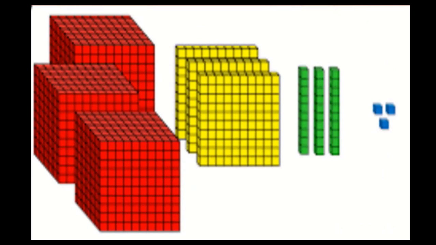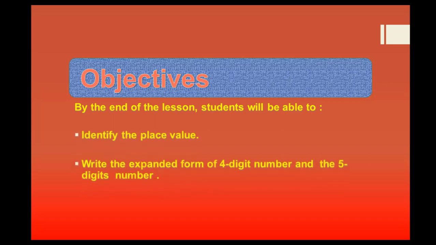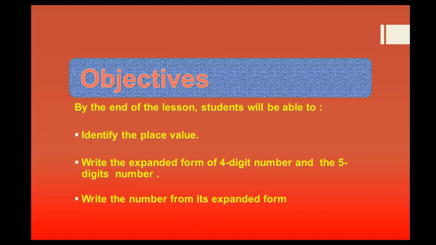Dear students, as you know, we are studying the chapter about the place value. Today we will use the same concept to expand the numbers. The objectives of today's lesson are: by the end of the lesson, students will be able to identify the place value, write the expanded form of a 4-digit number and a 5-digit number, and write the number for its expanded form.